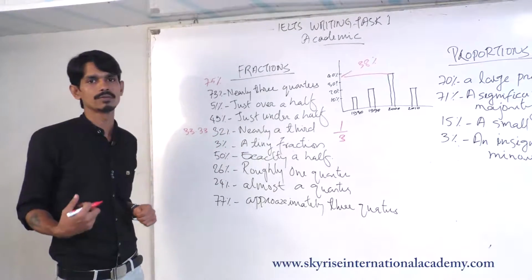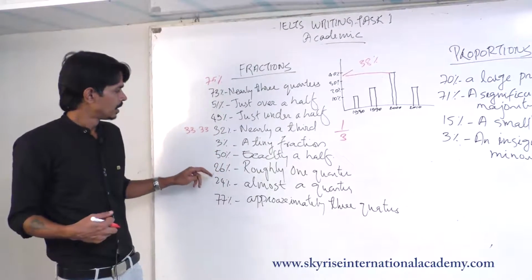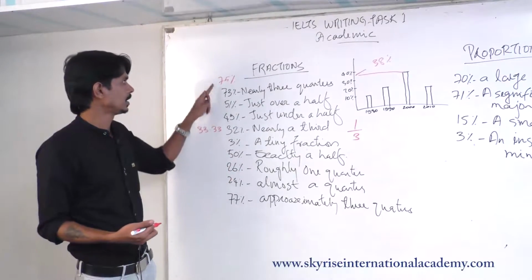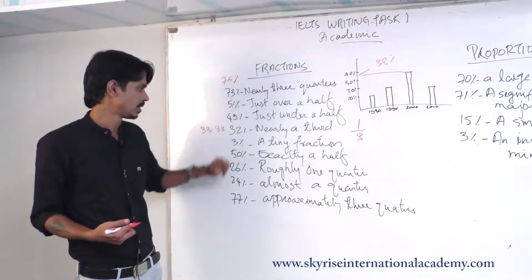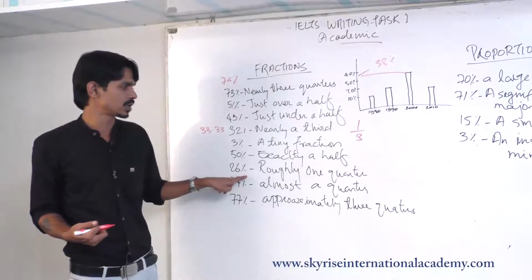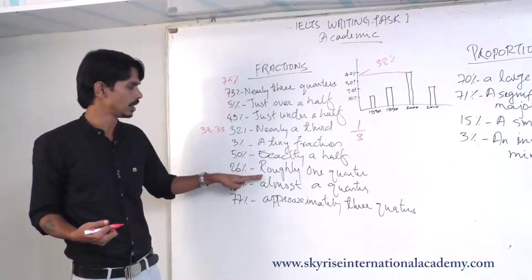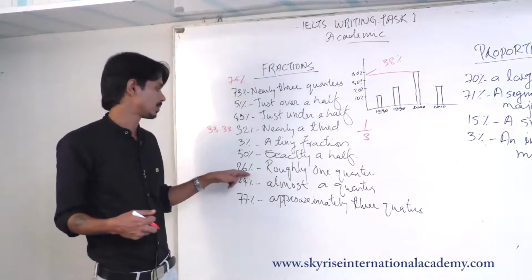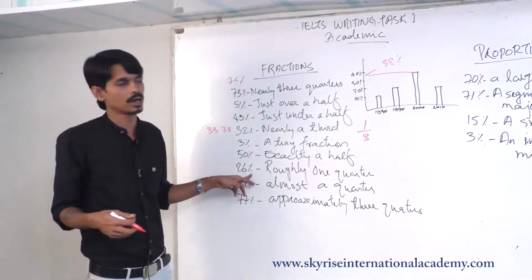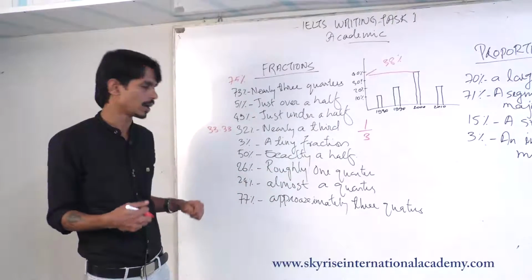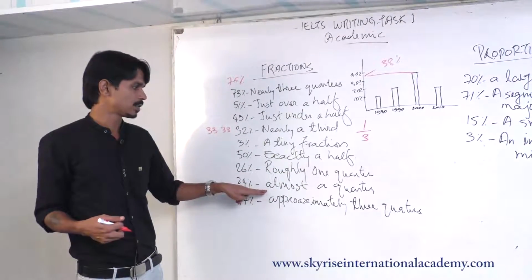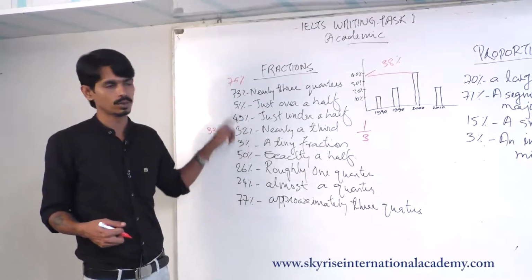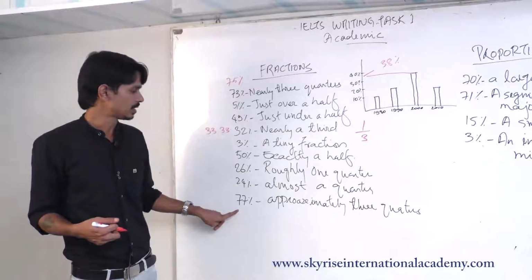Tiny means a small little fraction of data. Now you have 50%, exactly a half. That's again like exactly 3/4. 26%, roughly 1/4. This is again 1% more than a quarter, so roughly 1/4 is justified here. 24%, almost a quarter, like almost or nearly. You could use both of these in these scenarios.